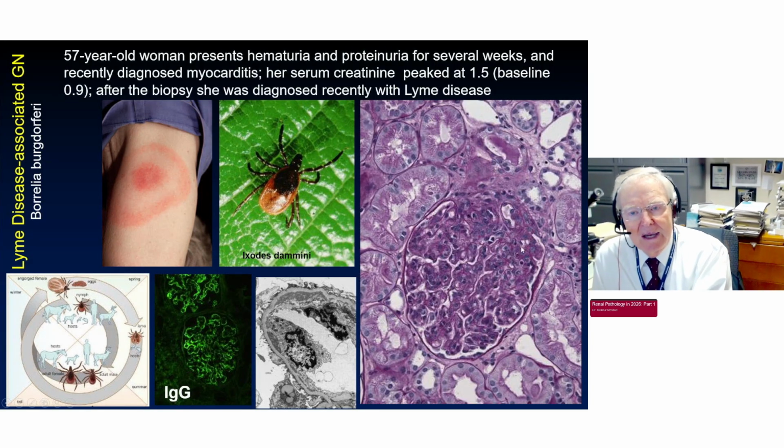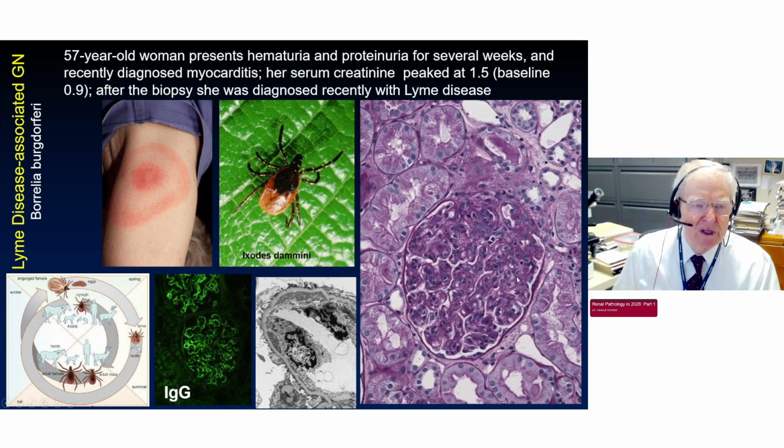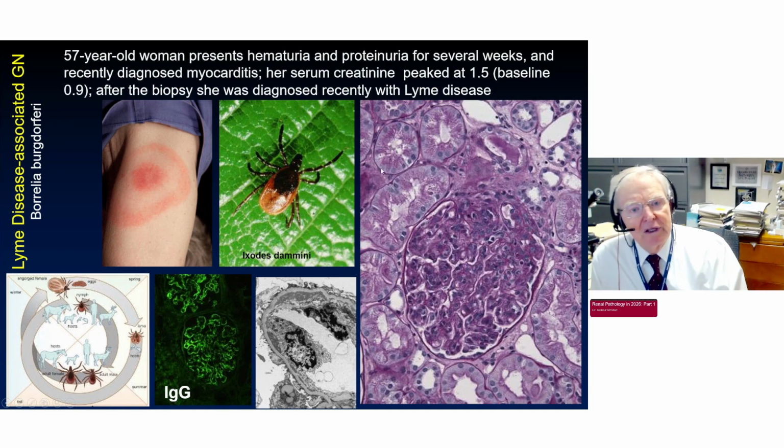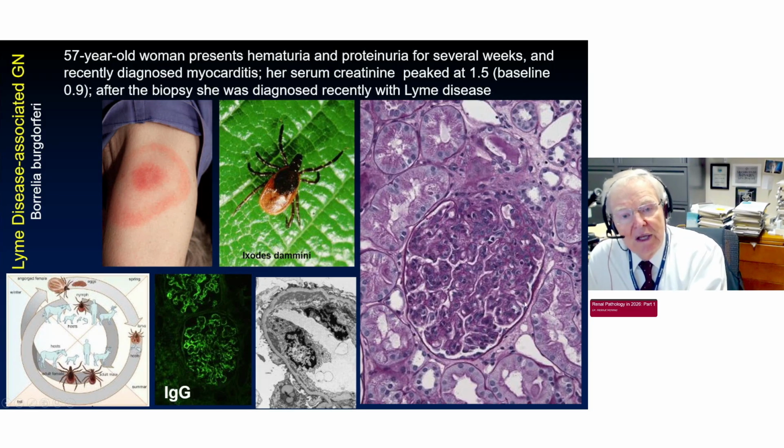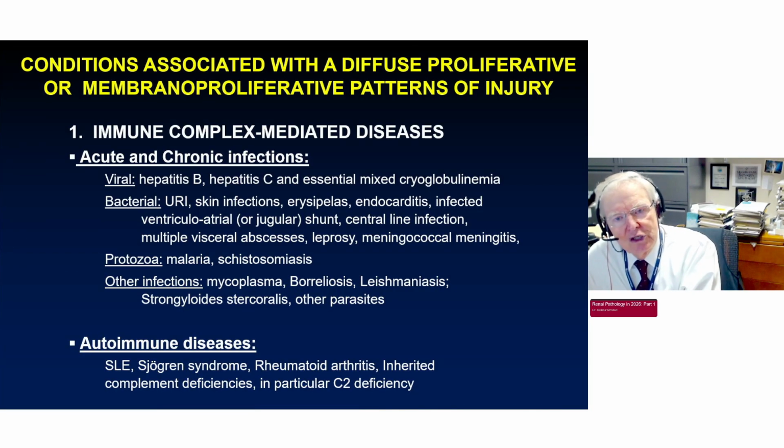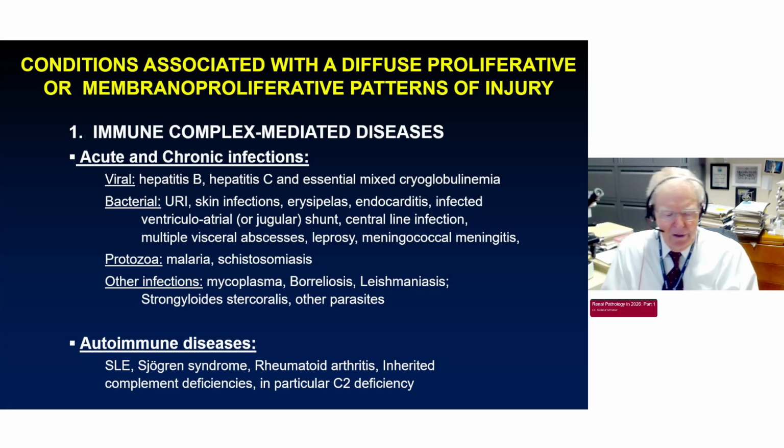Here's a classic example of a membranoproliferative pattern of injury in a patient that presented with carditis also, and it eventually was traced back to Lyme disease, to borreliosis, and therefore here you have the classic subendothelial deposits and the very dominant IgG deposits in this case. So you have to think outside the box very often in these patients with very odd presentations, not infrequently.